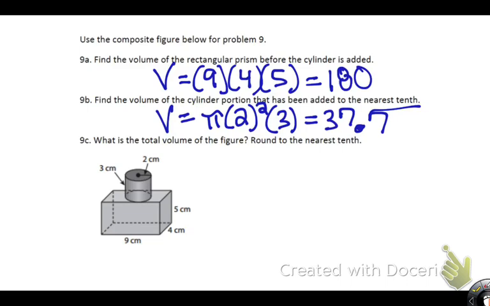And then what's the total volume? We just add those together. So just add those. So that would be 217.7.